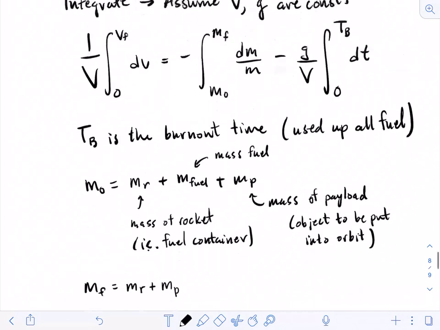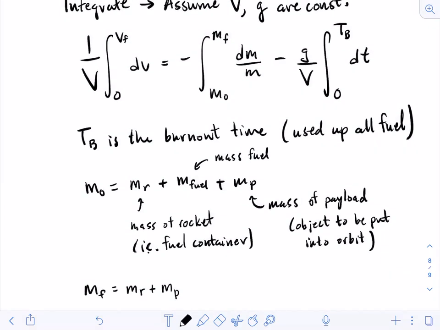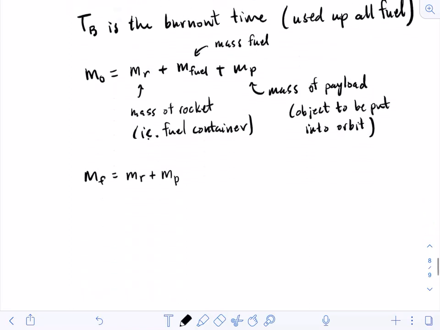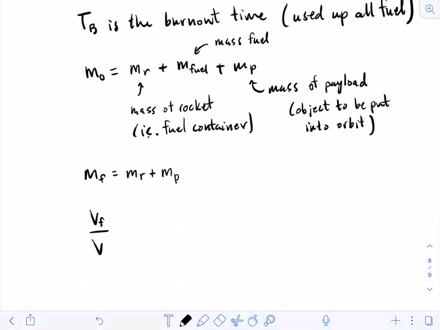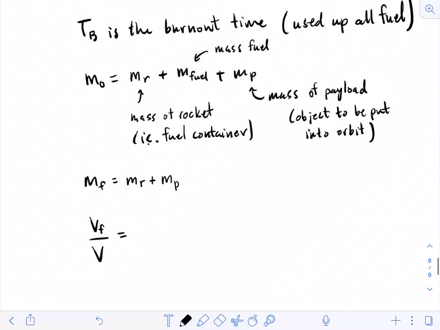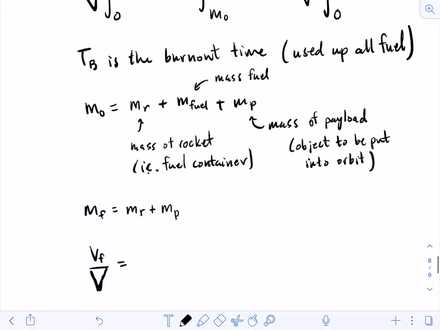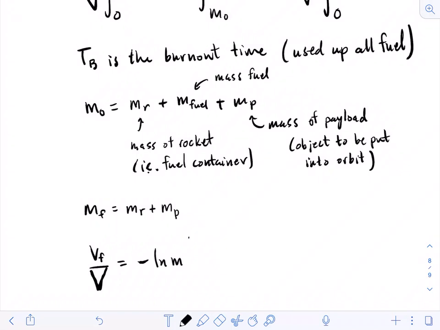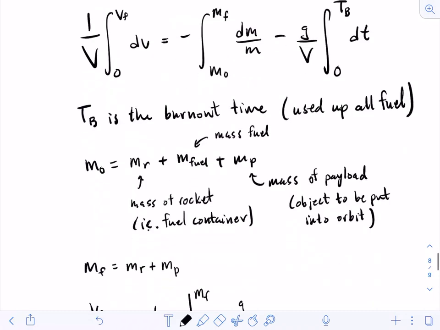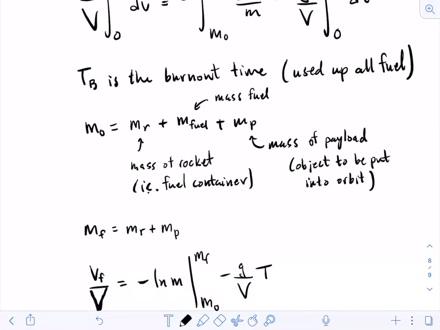Okay, so when we do the integration, what we're going to get is VF over V is equal to, so let's say this is a large V. And then we're going to get minus the ln of M. And so we're going to go from initial mass to some final mass. And then we're going to get minus G over V. And the integral of dt is just going to end up being the burnout time.